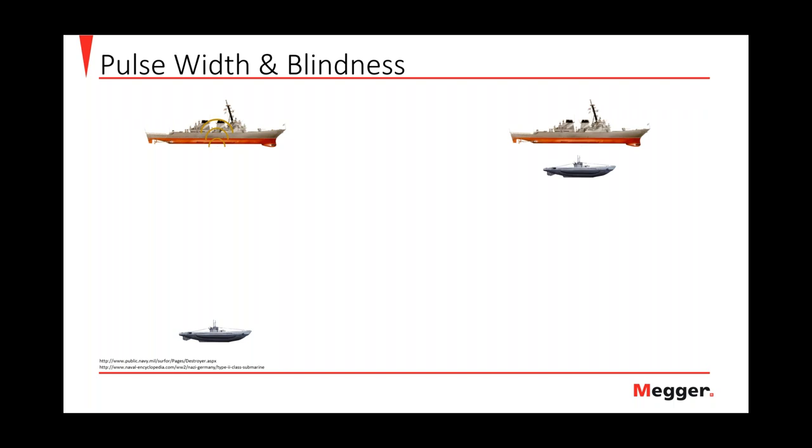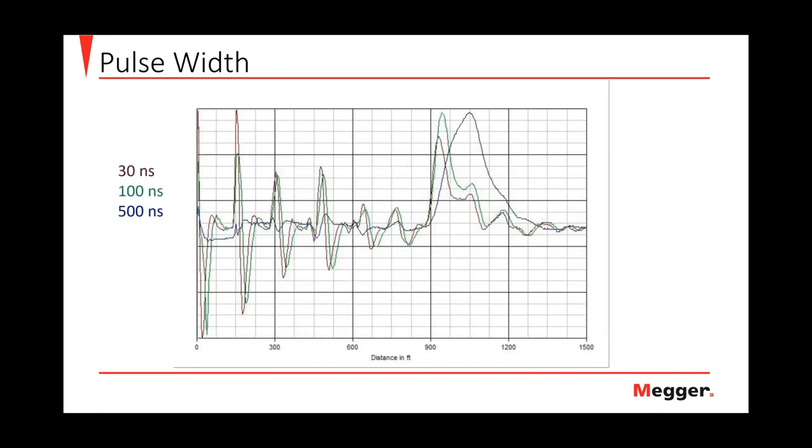However, if that submarine is so close that the ship is still transmitting that signal when the reflection is bounced back, the unit's not going to be able to see it. I'll do that one more time. It's still originating that pulse. It isn't even done outputting by the time that signal is already starting to reflect. And here is an example of that on a trace.